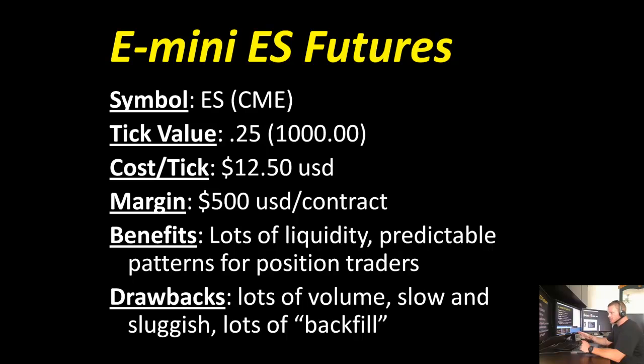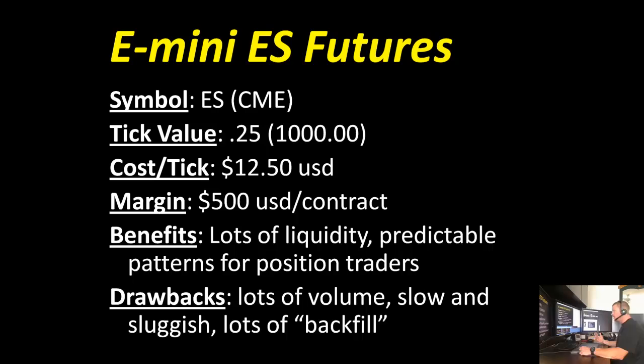The benefits are also the drawbacks for the S&P. The benefits of the S&P here are lots of liquidity, predictable price patterns, right? And excellent for position traders. So the benefit here really helps position and swing traders. Now, some of the drawbacks is all that volume. As you guys know, we want to have a combination of volatility and a little bit of volume. We don't want too much of the other. Now, the biggest fault the S&P has is there's too much volume.